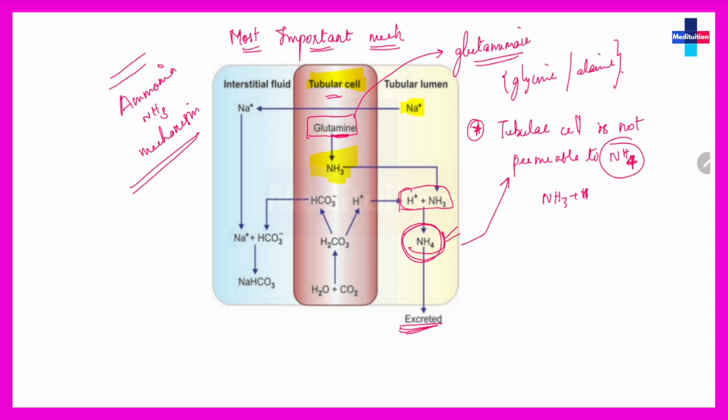How? Along with our H plus, when it is converted, it gets excreted. Very, very simple. The rest of the things in the cells are that water and carbon dioxide get converted to form carbonic acid, then bicarbonate will be there and hydrogen ions will be secreted. This bicarbonate will join with the sodium which is coming from the lumen, form sodium bicarbonate, and circulate in the fluid. So this is the whole mechanism of the three steps: phosphate, bicarbonate and ammonia mechanism.